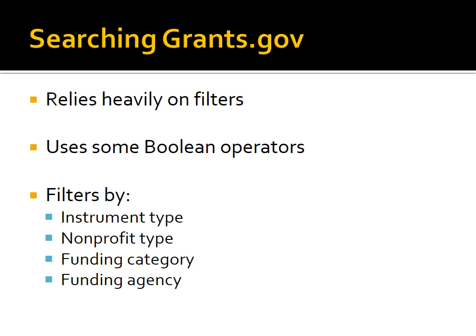All right, now we're done searching FDO. We got a bunch of good funders. Now we're going to go search grants.gov to get some government funding. Grants.gov relies heavily on filters. You can use the Boolean operators. Heather showed you that page a little bit ago. I suggest using that. And this filters by instrument type, nonprofit type, funding category, funding agency.